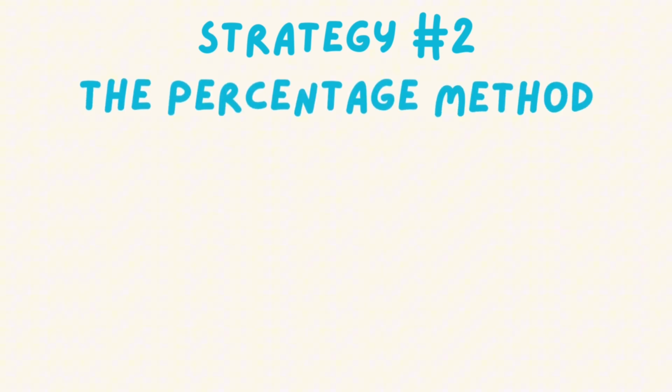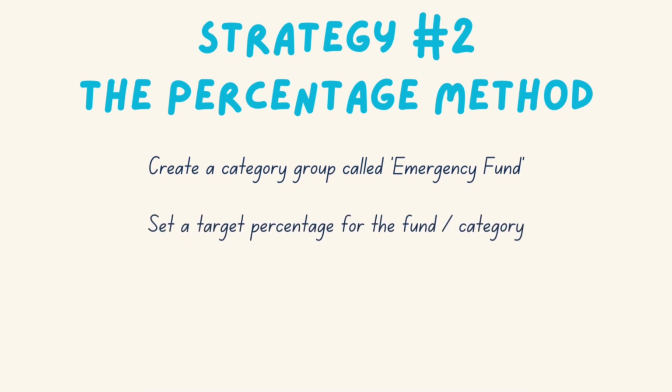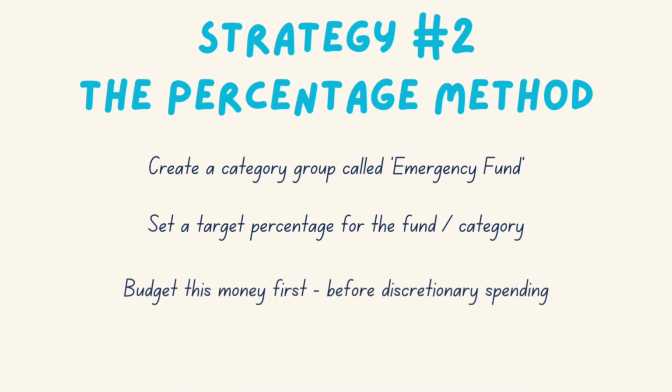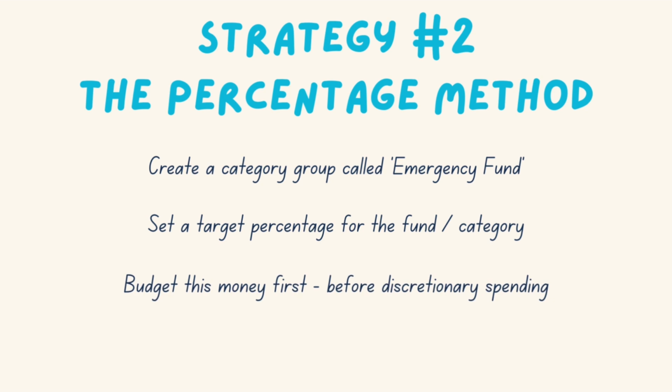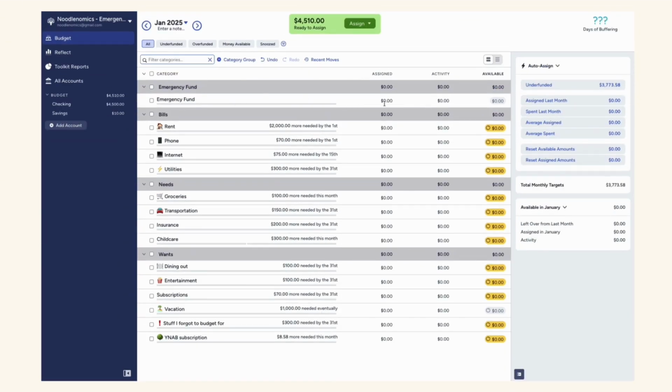So the second strategy is the percentage method. This is great for folks with variable incomes, or maybe you don't have a lot of expendable funds to put in your emergency fund. You're still going to create a group called an emergency fund. You're going to think about a percentage for that fund, right, from each paycheck. And then you're going to, again, budget that money first before any of your discretionary spending. Similarly, with this first method or strategy, you're going to move the funds so that they sit in your emergency fund account separately.